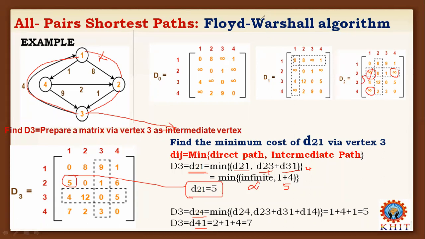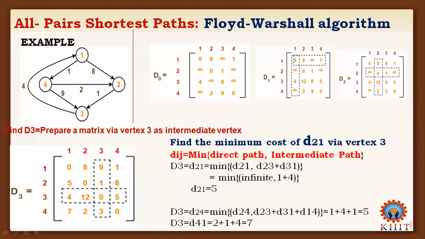Next, find the distance from 2 to 4. Calculate the distance from 2 to 4 through intermediate vertex 3. Okay. So check whether a direct path exists or not. From 2 to 4, there is no direct path, so we can consider it infinity.